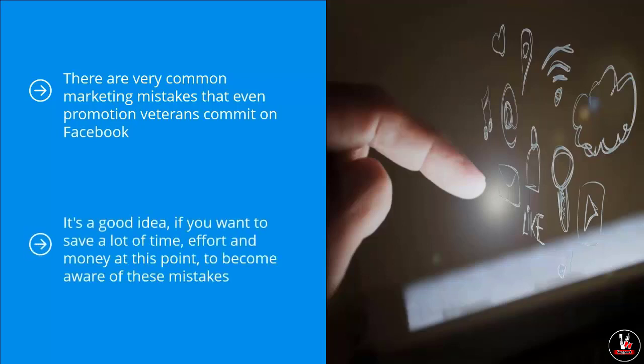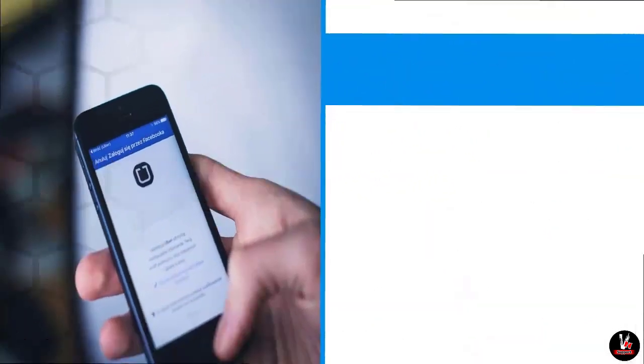It's a good idea, if you want to save a lot of time, effort, and money at this point, to become aware of these mistakes. This will decrease the likelihood that you will commit these same errors.